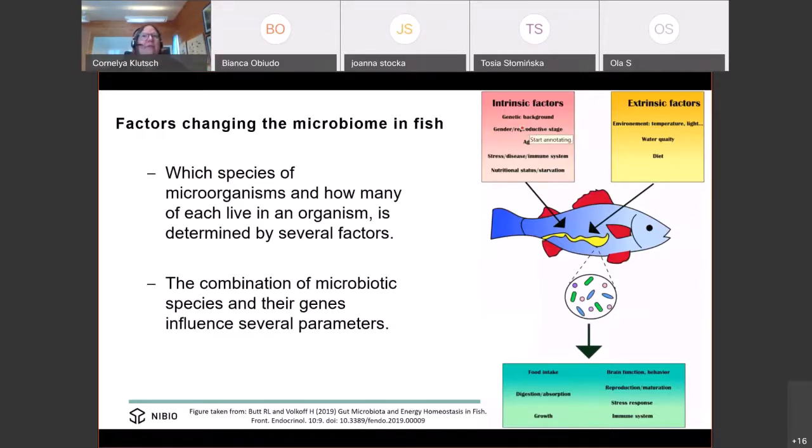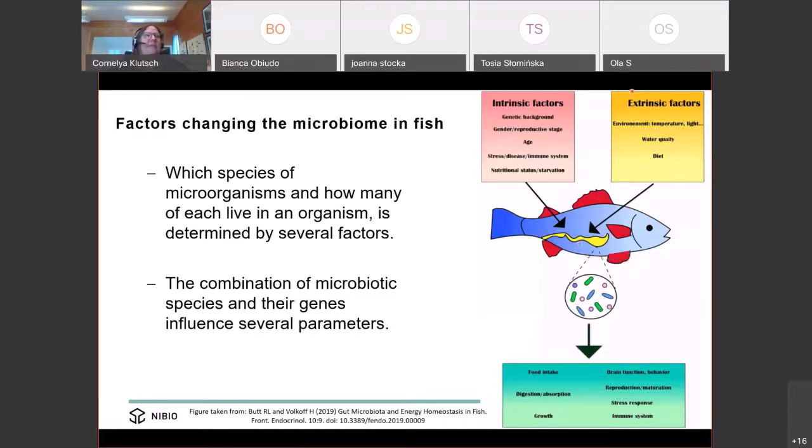Age, reproductive stage, and sex can lead to differences in the number and the number of species in the bacterial composition. Then stress, if there's disease, and how the immune system functions can determine differences. And then you have the nutritional status, if the specimen is well fed or not, if it's starving. And also this can affect the composition of microorganisms.